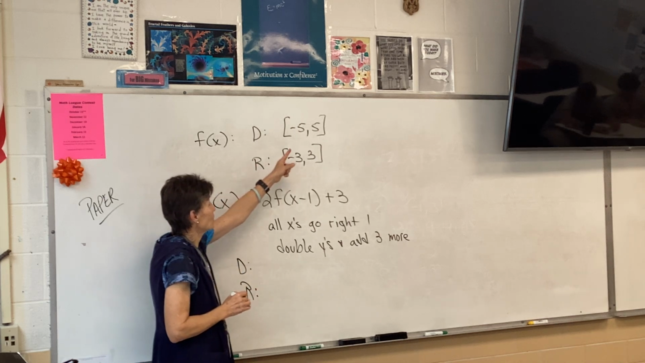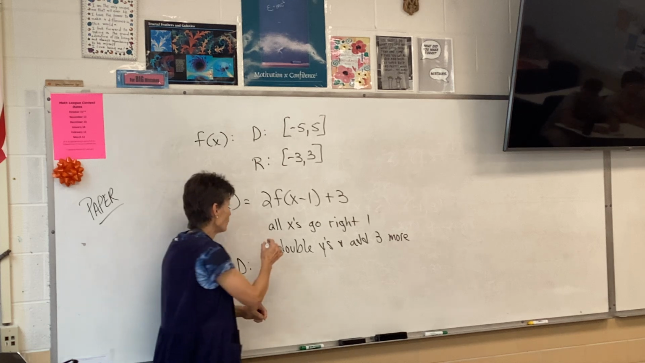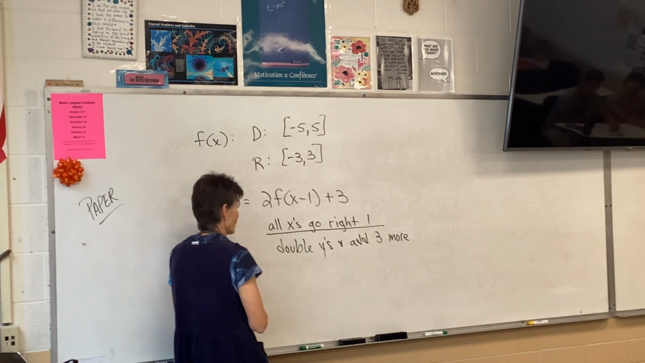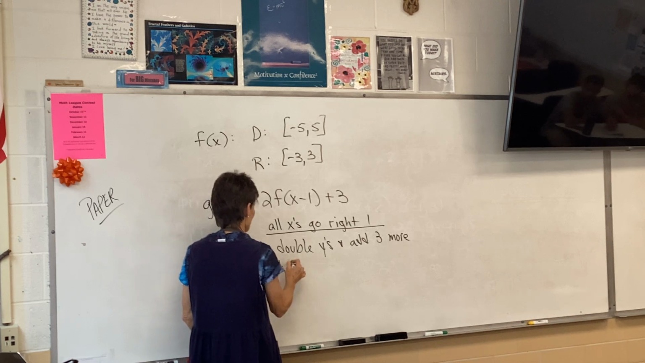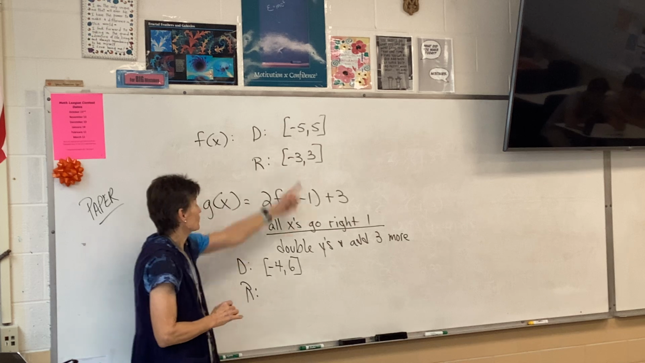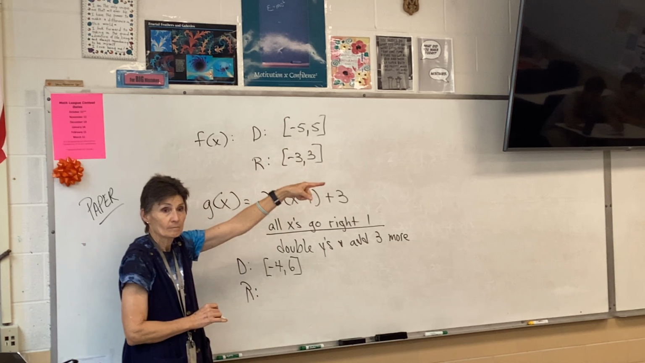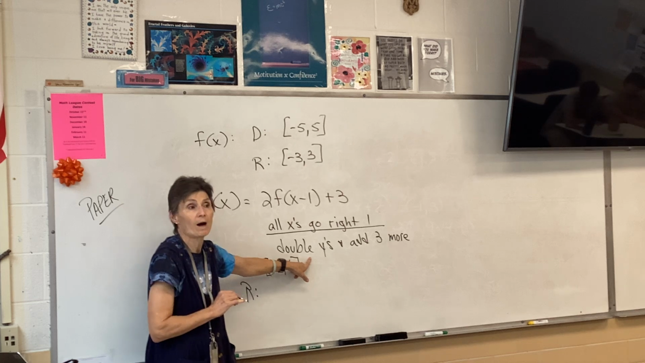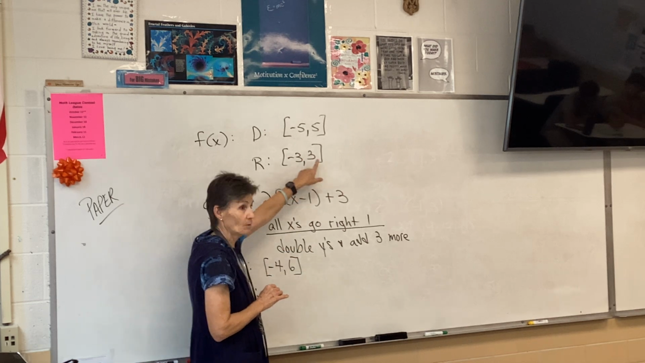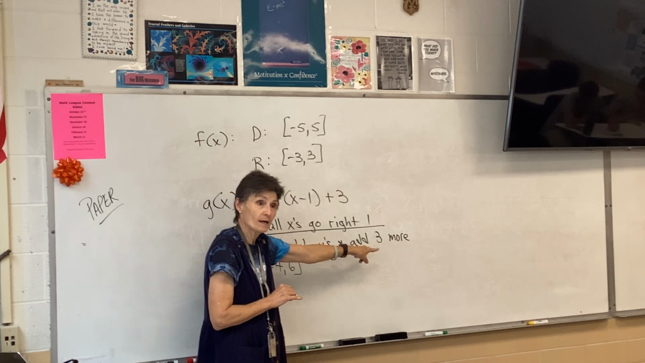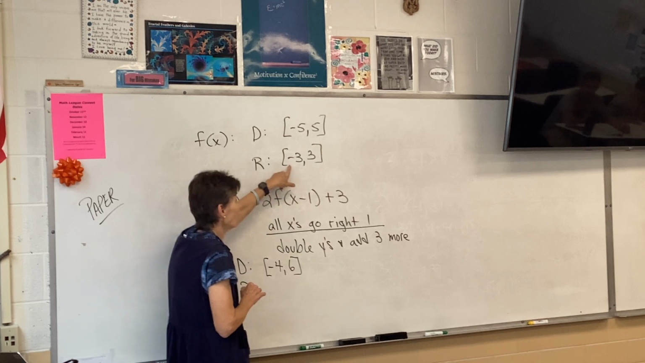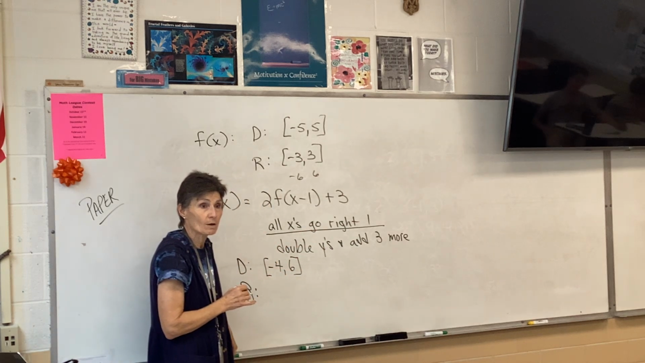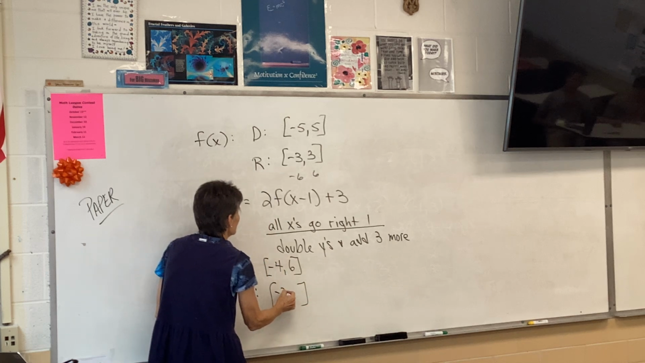So then the question is, what does that do to the domain and range for G? Well, the original domain was negative 5 to 5. And the only change we made to x is we took everything right 1. So what's our new domain? Negative 4 to 6. We took those guys right there and went right 1. Now what about my new range? Well, what did we do to the y's? We doubled these and then added on 3 more. So if we double those, we get negative 6 to 6. But if we add on 3 more, where will we end up? Negative 3 to 9.